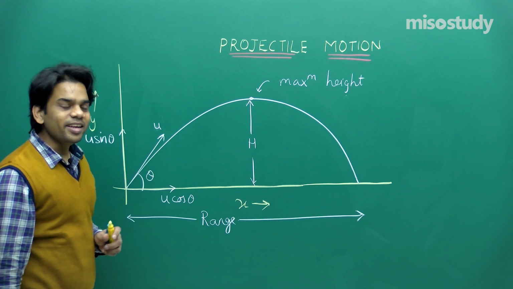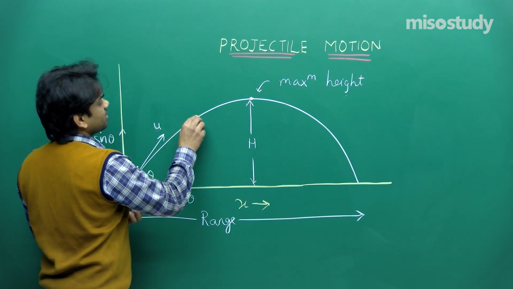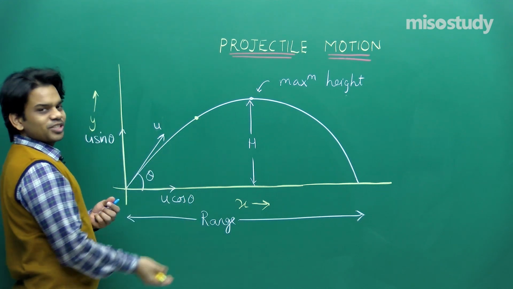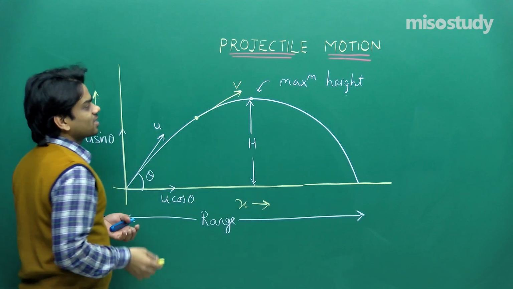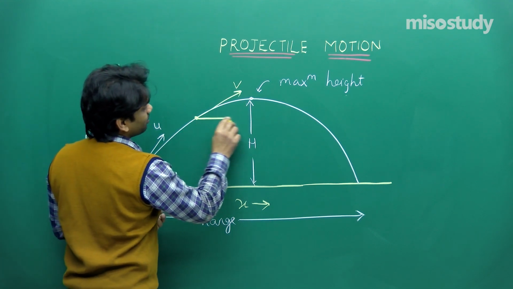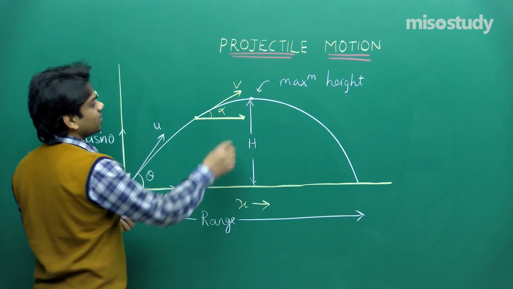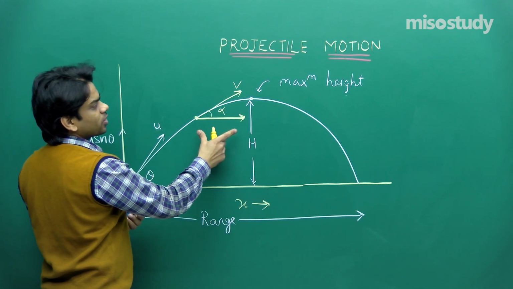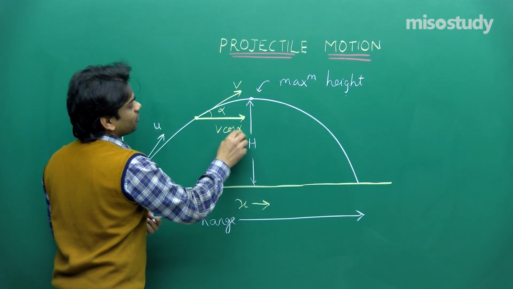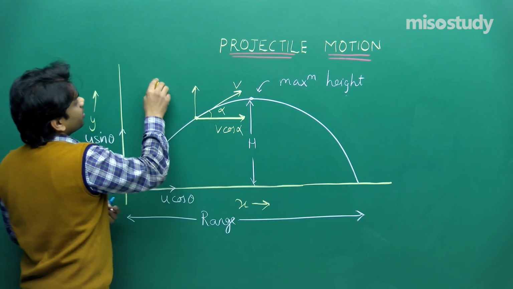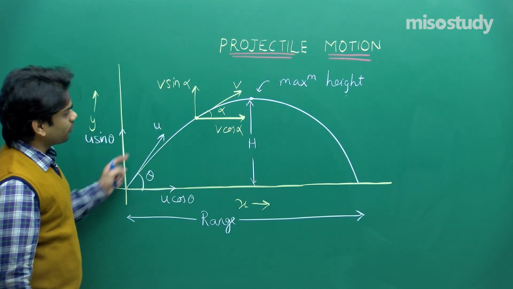Now at any instant of time, let us say the particle is here. You see the velocity is changing continuously. Let us say this is the velocity of the particle at some instant such that it makes an angle alpha with the horizontal. So we will have two components of velocity: one along the horizontal direction, which will be v cos alpha, and the other v sin alpha. So we see the velocities are varying.